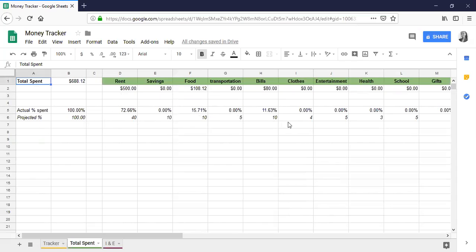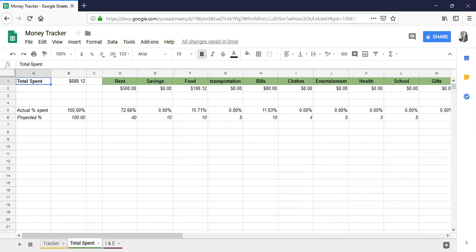I can project what I'm thinking, where I want my money to go, and this is actually what's happening. But this is of the total spent. This is how much I've gone to these categories: $108 food, $80 bills, etc. And this is the actual percentage.